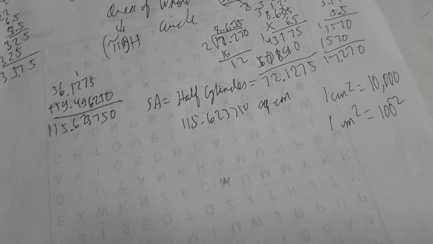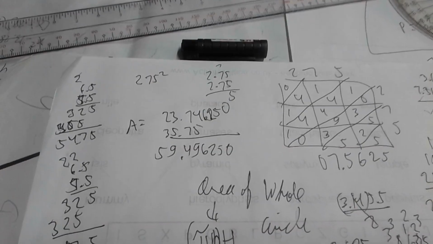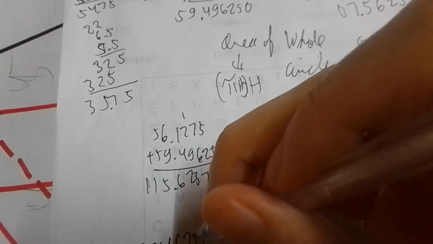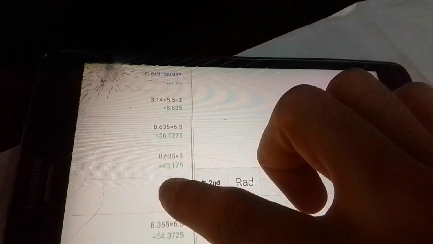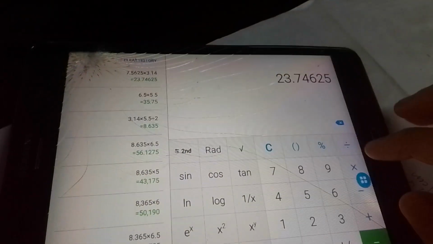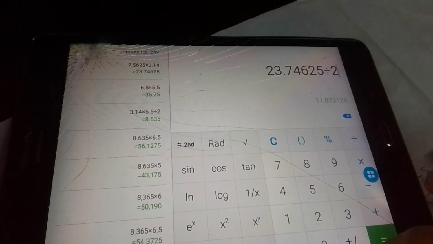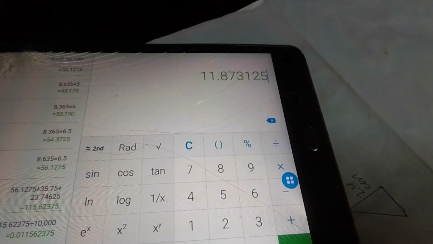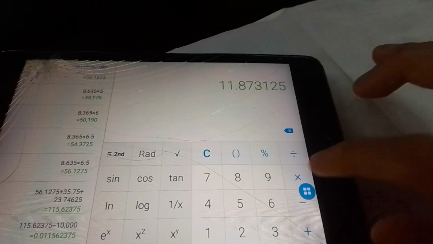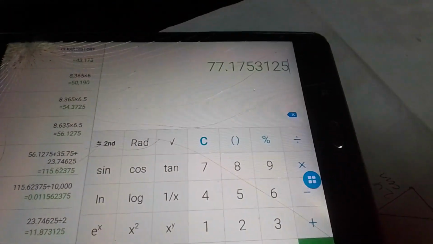Now, to get the volume, that's easy. To get the volume of this, we just have to get the area of the base and then multiply it by the height. Remember what the area of the base is? We got 23.7460. So, based on our answer here, we're going to have to divide it by 2. Let's do it here so it's easier. Then divide by 2. So, that should be our answer: 11.873125. Then multiplied by the height. So, that is our volume.